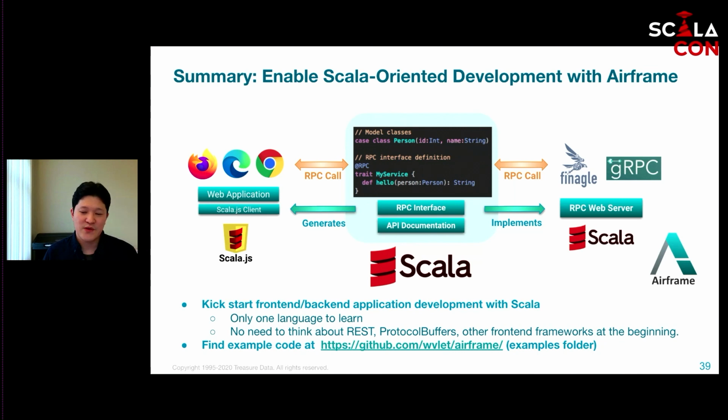And you can find more example code in the GitHub repository of Airframe. There is an example folder. You can find more concrete examples, including build.sbt settings and how to interact between a JS application and a server-side application using Finagle or gRPC. Okay, so that's the last slide.